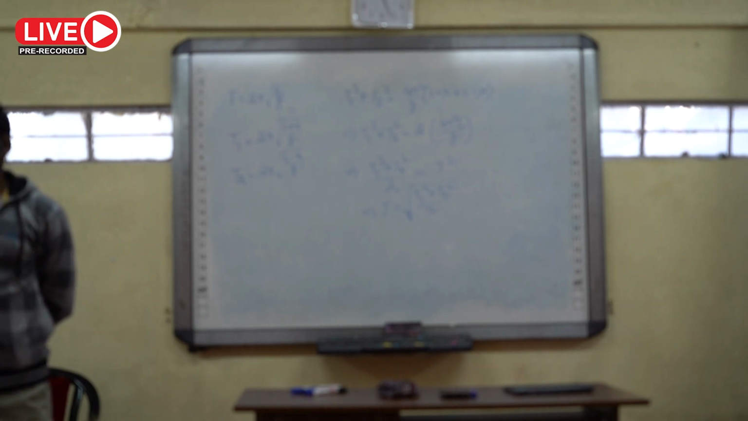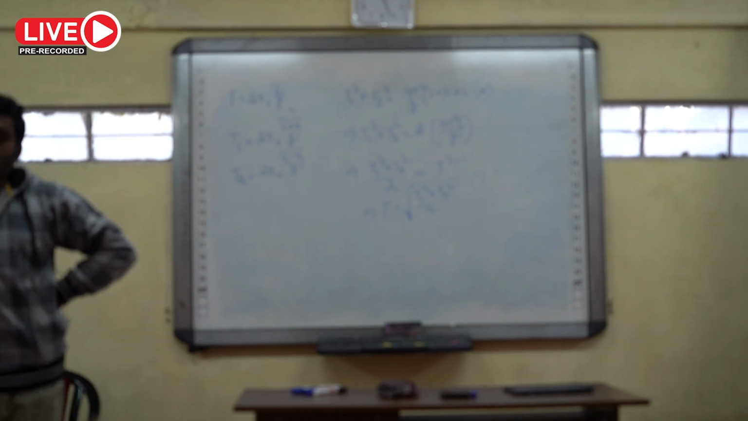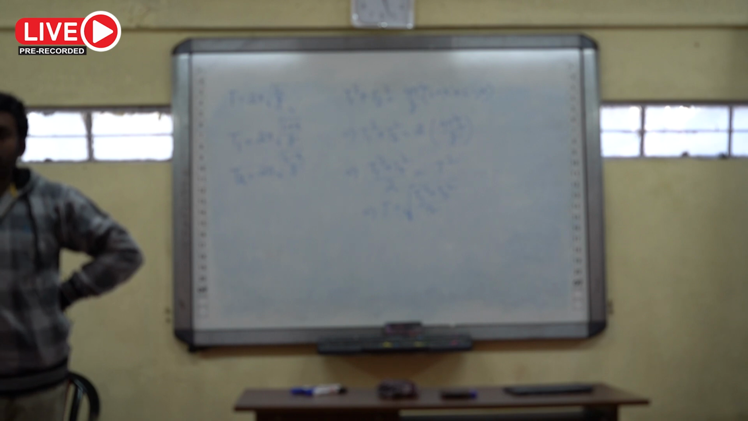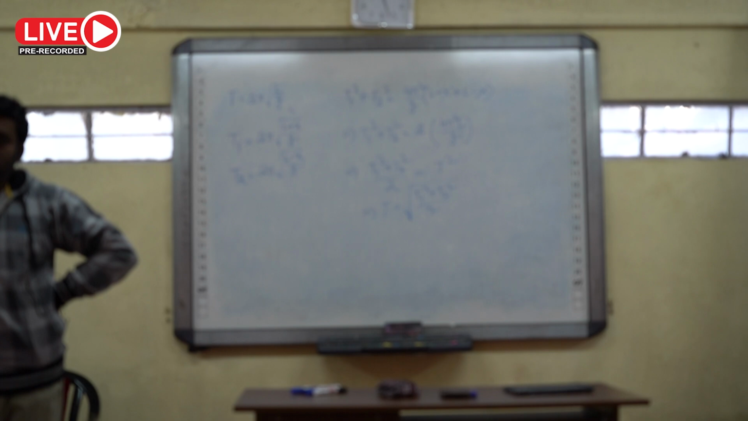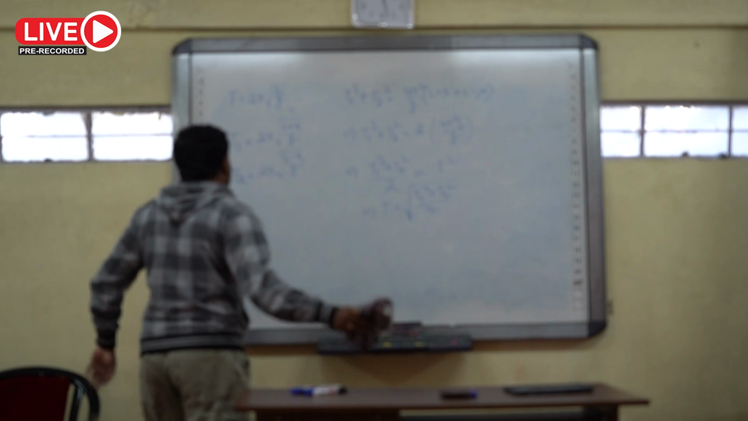Then, how much time will the bob take to travel from the position of half of the maximum displacement to the position of maximum displacement. Okay, the question is this one.